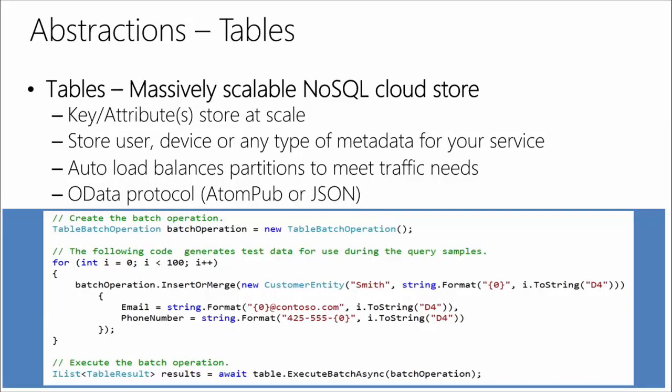Another type of abstraction that we can talk about are tables. Tables are basically massively scalable, NoSQL cloud stores. By NoSQL, I mean that they basically have a key value pair, and you can store anything in the value. It auto load balances in order to meet your trafficking needs, and there's several different protocols, including OData and JSON, that are very popular. The piece of code down at the bottom kind of shows you how to access those pieces of storage if you need to.